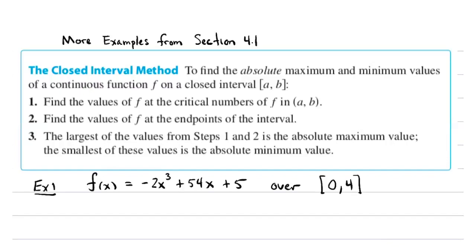All right, welcome back. In the first part of the section 4.1 video, we established the theory, and in particular, we established what this closed interval method is for finding the absolute extrema of a continuous function on a closed interval. In this video, I just want to calculate out three examples.